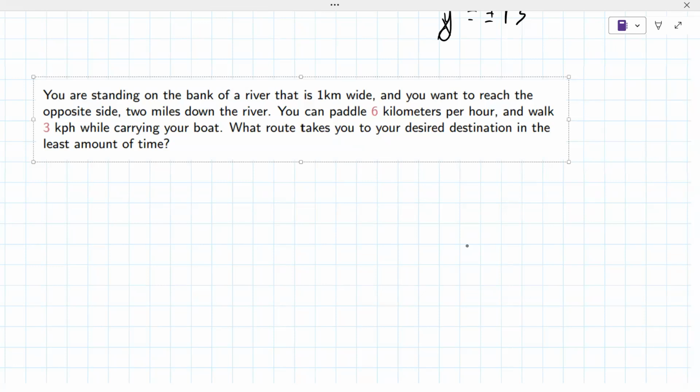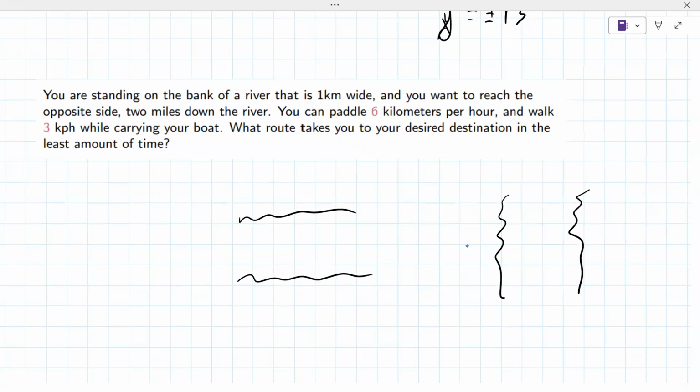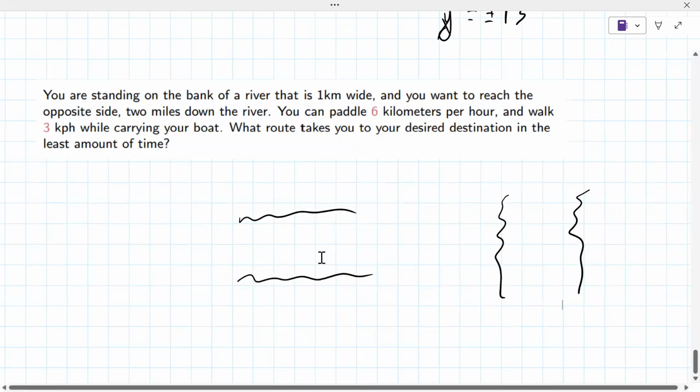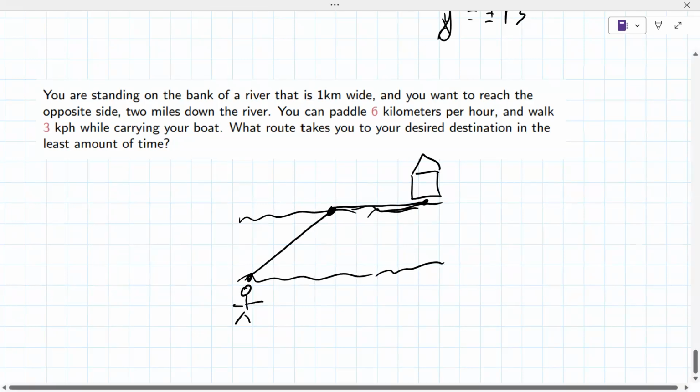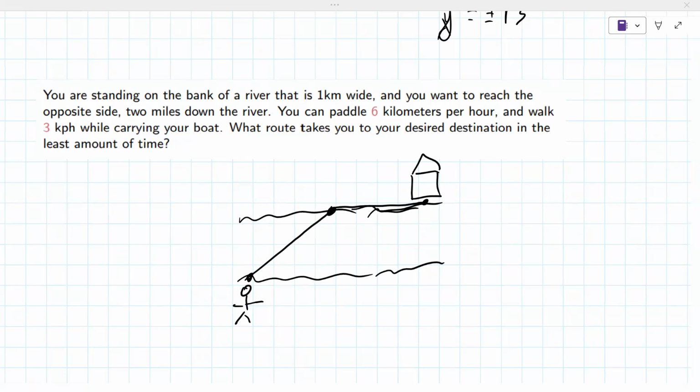So a couple ways to draw it here. Do you see this as a horizontal river or a vertical river? It doesn't matter, I'm just asking which one you see it as. Horizontal. Okay. So you're here and you want to get somewhere like that, your house there. So the idea is that you're going to go diagonally and then you're going to go that direction there. Is that okay? Kind of right.